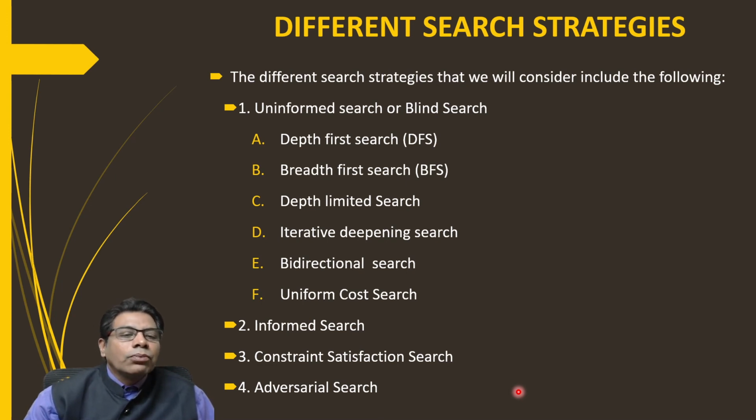Then we have the informed search, and then constraint satisfaction search, and adversarial search. So these are the different search strategies. So we'll discuss some of them in the next video.